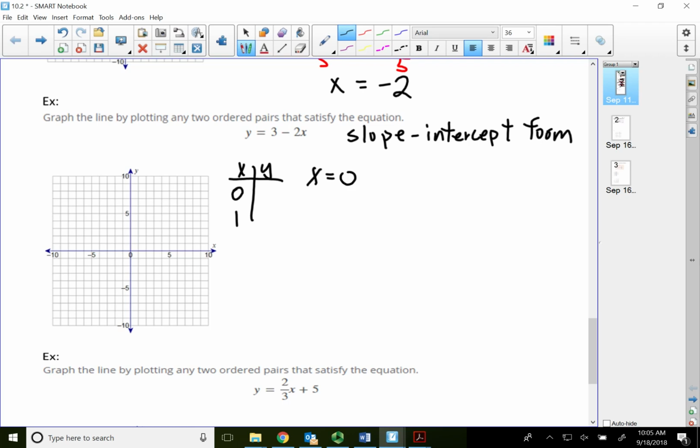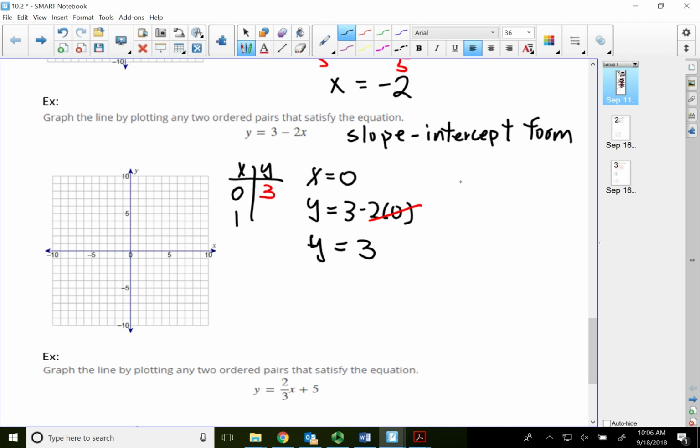So when x equals 0, substitute 0 for x, that will be y equal to 3 minus 2 times 0, which simply equals 3. Because negative 2 times 0, that term is 0, which is gone. So y will just be 3.